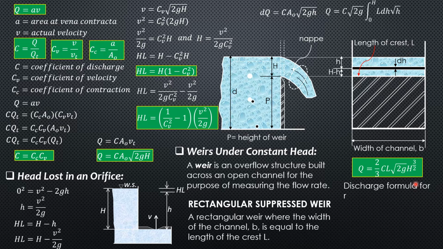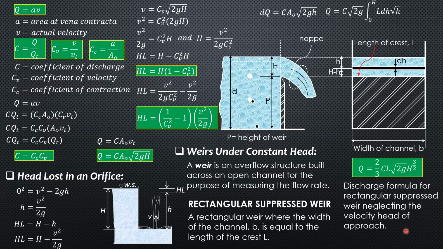So the discharge formula for a rectangular suppressed weir would be Q equals 2/3 C L square root of 2g big H to the 3/2. That's the discharge formula for a rectangular suppressed weir, neglecting the velocity head of approach, or neglecting the velocity in the channel, because the velocity here is higher compared to the mean velocity in the channel, or velocity of approach.